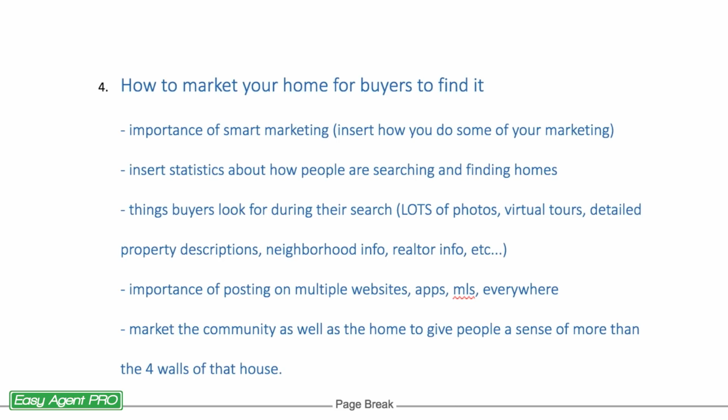Next, you want to look at how to market your home so that you can find the right buyers. So you need to go over the importance of smart marketing. And this is one of the areas where you can go over some of your marketing tactics using this as your pre-listing package. You can go over some of the things that you do to market your home, all of the websites that you put it on, your open houses, your advertising, all the things that you do as a real estate agent to help somebody sell their house. Put it inside of this section right here.